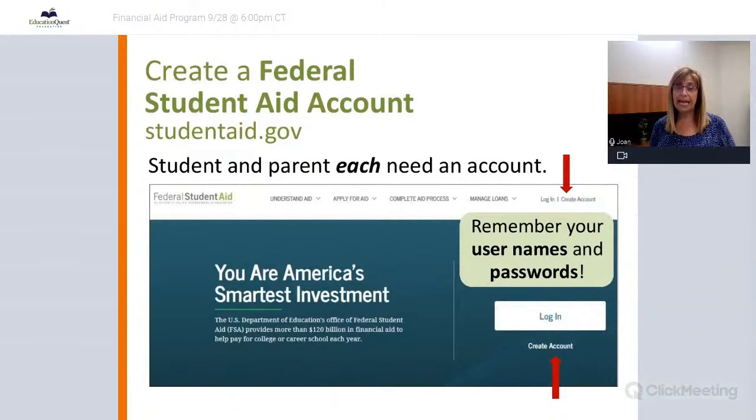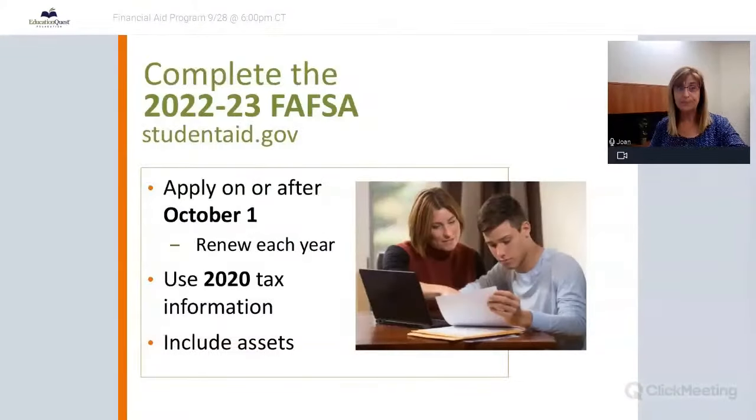Once you create that account, please write down the username and passwords, take a picture of it, copy it off, whatever you need to do, because once you create those, they're kind of hard to go back out and retrieve without doing some extra steps. So please be sure you write those down. The passwords are case sensitive, so be very careful when creating those as well, or setting up your challenge questions. Again, student and that custodial parent. If it's a two-parent household, only one parent needs an ID.